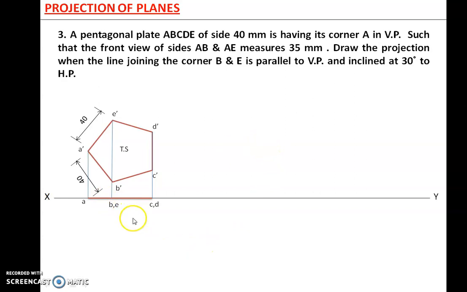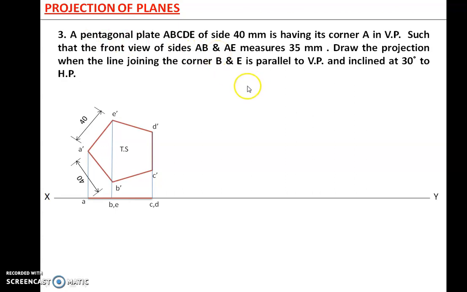Now as usual we will draw the true shape line, then we will incline the line, and we will get the reduced shape. To incline the line as it is in top view, we require the inclination with VP, which is not given to us.